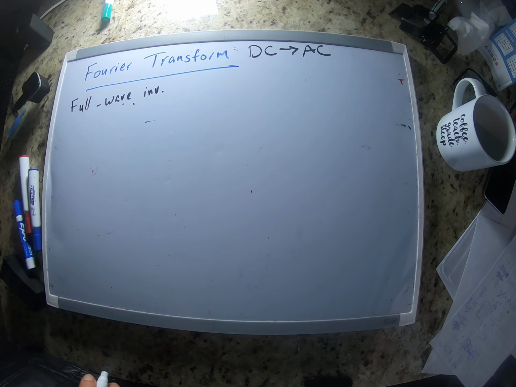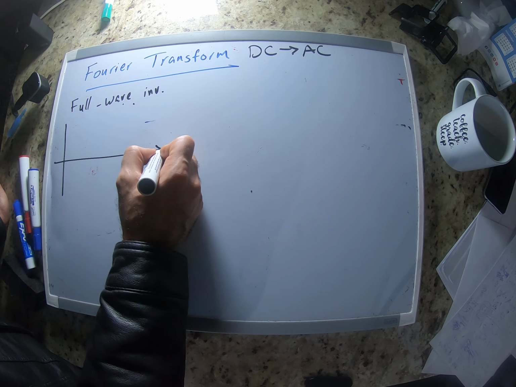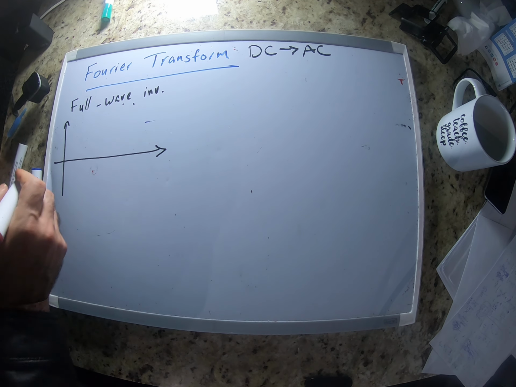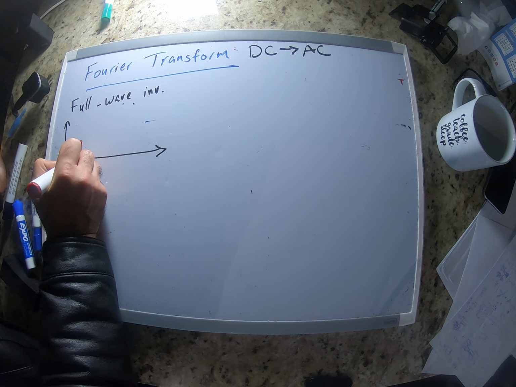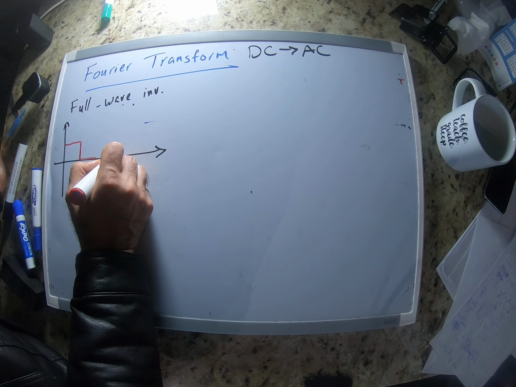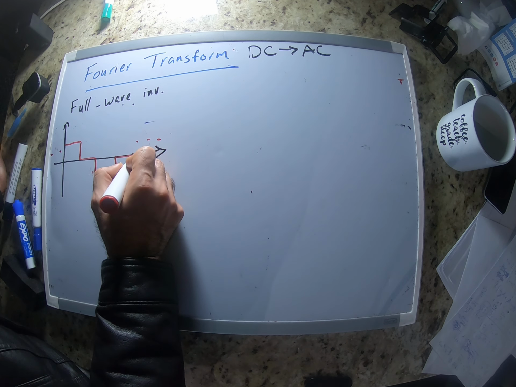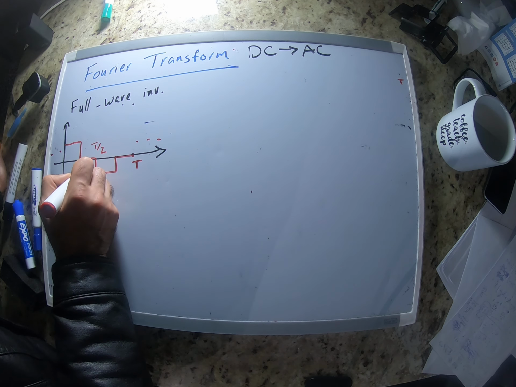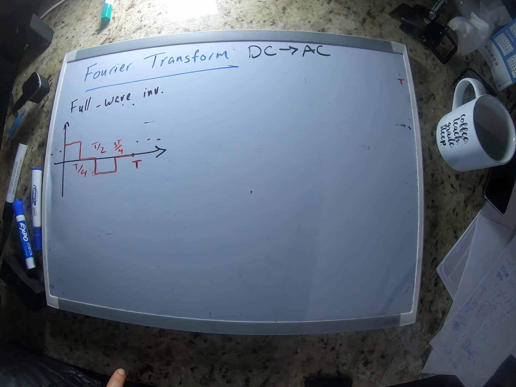So for the full wave inverter, the signal that was created was something like this. And then it continues. This is T, this is T over 2, this is T over 4, this is 3T over 4, and so on.